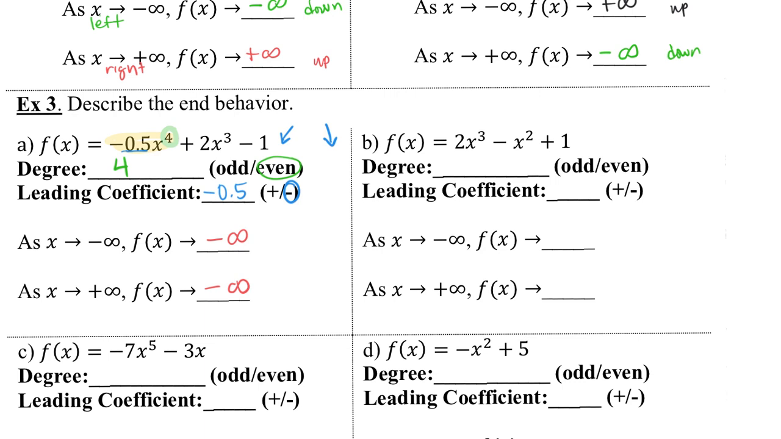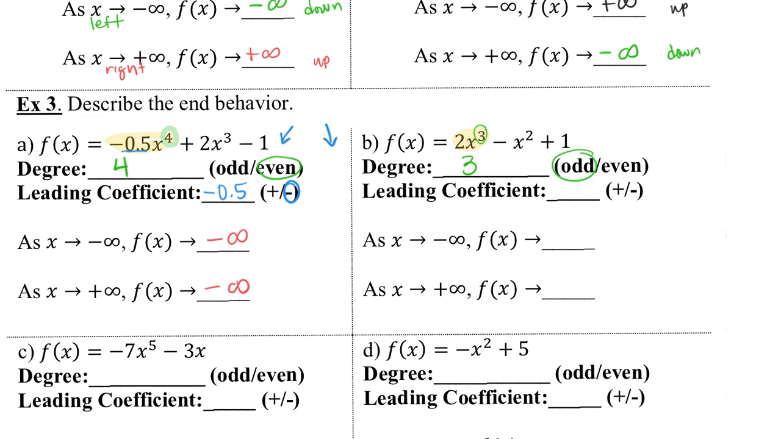B, f of x equals 2x cubed minus x squared plus 1. We only care about the leading term, or the highest degree term, which is this one. And remember, it might not be in standard form, so it's not always first. These ones happen to be in standard form. Okay, degree is the exponent. Degree is 3, which makes this odd. Odd means one side's up, one side's down.